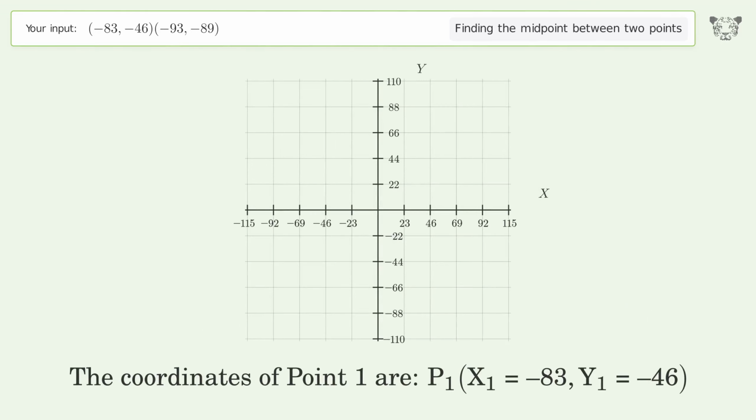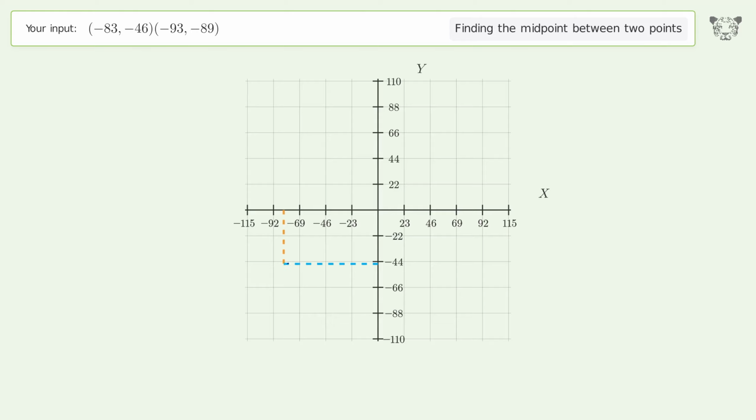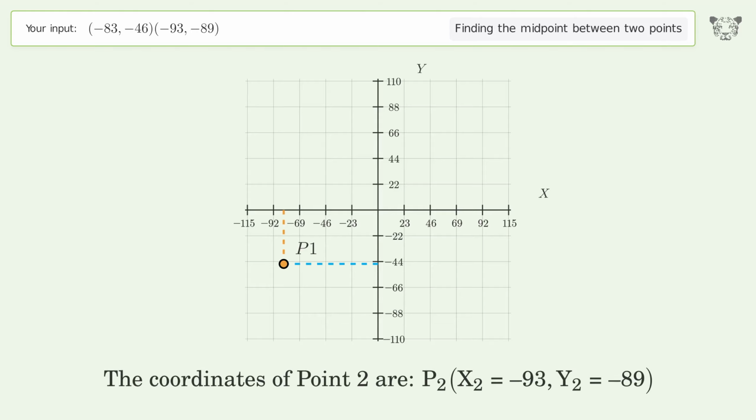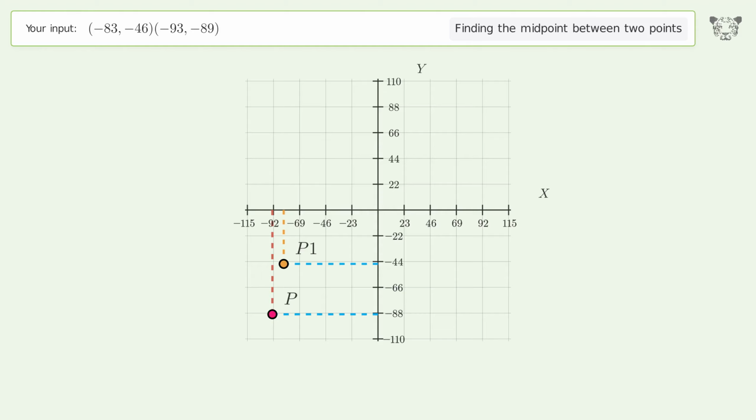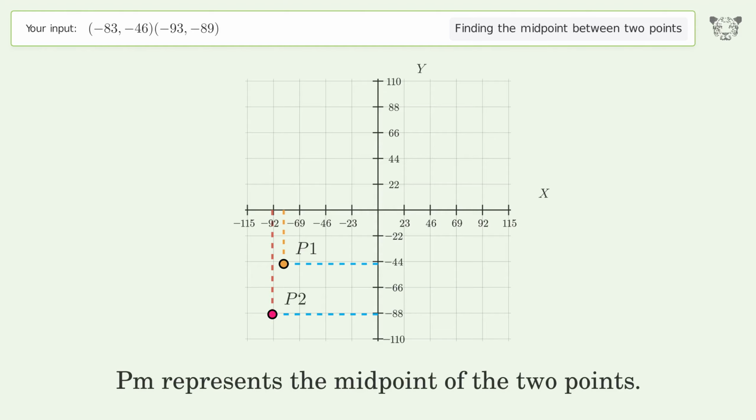The coordinates of point 1 are, x1 equals -83, y1 equals -46. The coordinates of point 2 are, x2 equals -93, y2 equals -89. PM represents the midpoint of the 2 points.